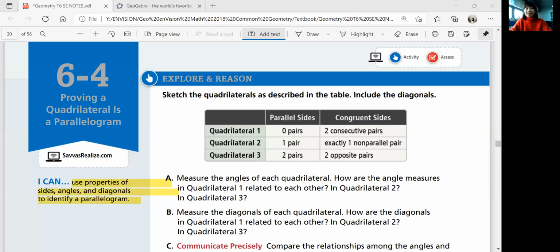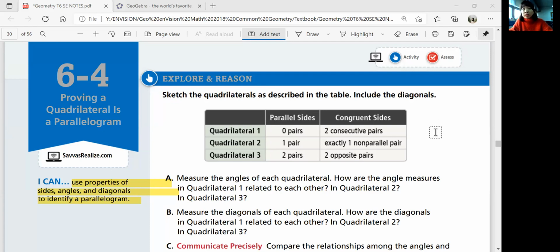Hello everyone, this is Geometry, lesson 6-4, proving a quadrilateral is a parallelogram. In this lesson, we'll be able to use properties of sides, angles, and diagonals to identify a parallelogram. Let's look at explore and reason.